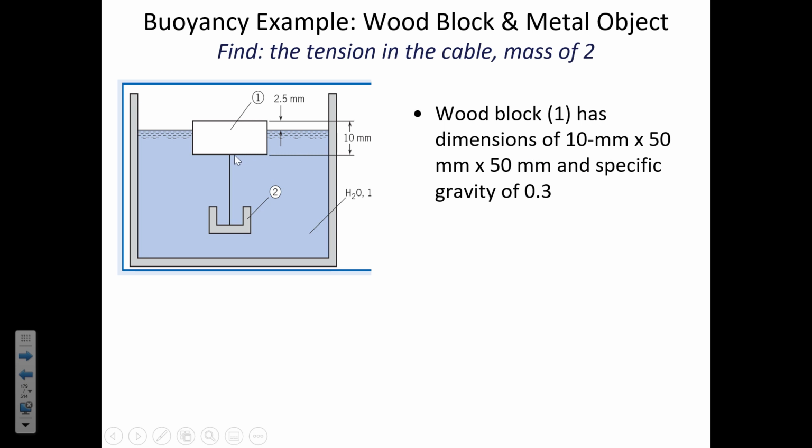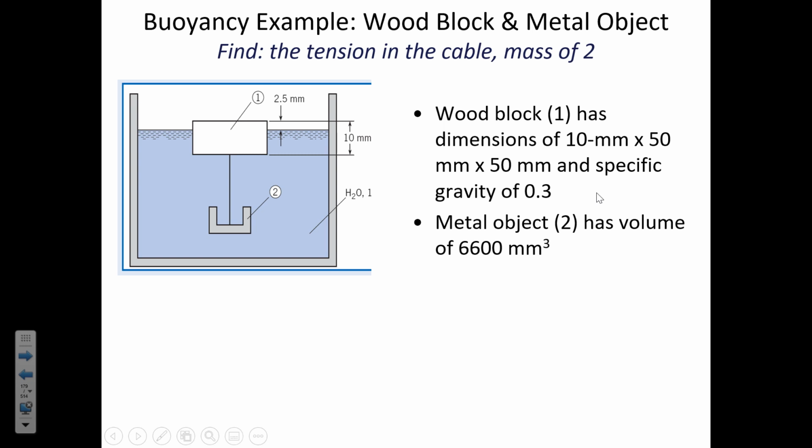So that means the width is 50 millimeters, and then the distance into the page is 50 millimeters. It's described as having a specific gravity of 0.3. So with that specific gravity, we could calculate the density of the block or the unit weight of the block, which we would need in order to calculate the weight that's acting downward because of object 1.